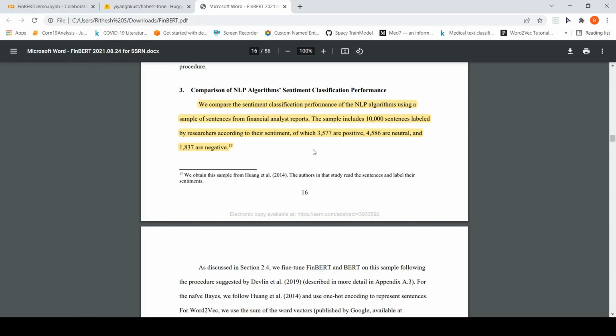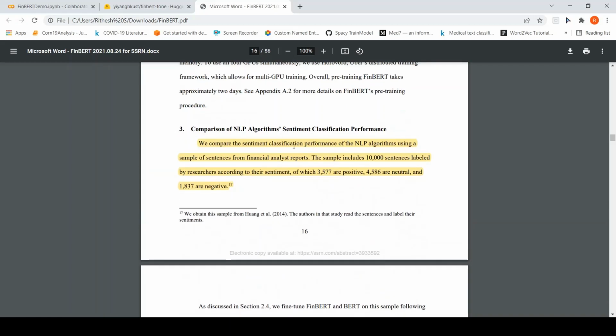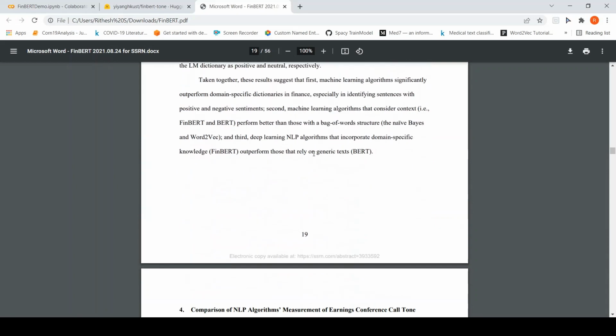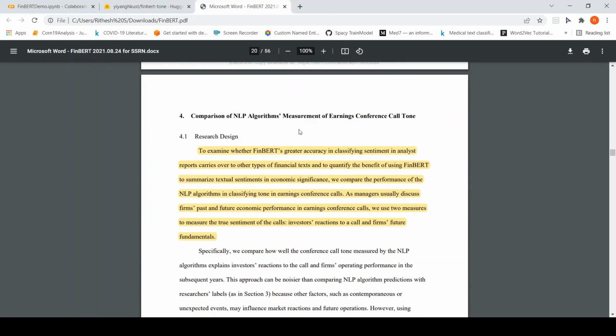Okay, but they didn't stop with just doing a financial sentiment analysis. The interesting thing which they did was they wanted to see whether this financial BERT's greater accuracy in classifying sentiment can be used for further downstream tasks. For example, they wanted to identify the tone of a conference call. Basically, they wanted to use NLP algorithms and compare the performance in classifying tone in earning conference calls.